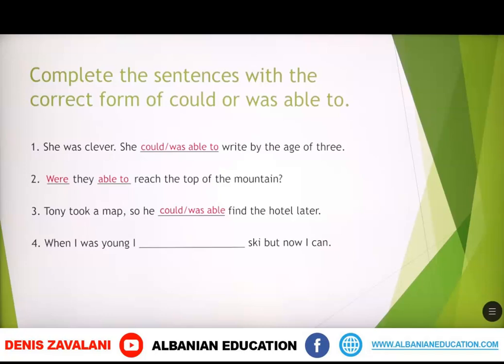And the last one we have, when I was young, you've got to use could or was able to ski, but now I can. What do you think? Could you use just one of these expressions or you have to use them both? You can use them both. Yes, so it's when I was young, I could ski, but now I can. Or I wasn't able to ski, but now I can.